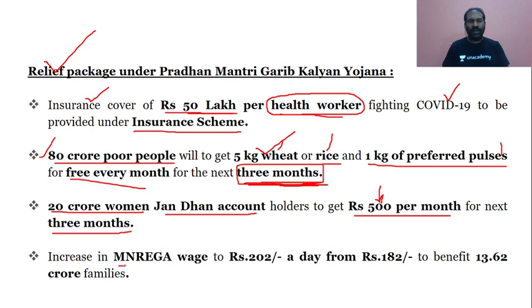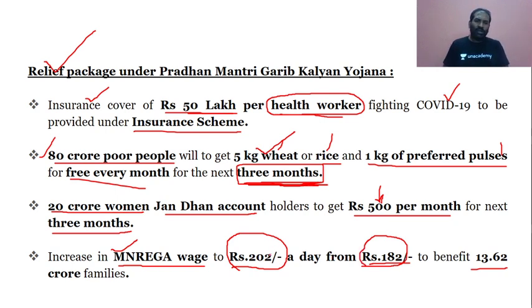And an increase in MGNREGA wage, that is Mahatma Gandhi National Rural Employment Guarantee Act. They have increased the wage per day, which was earlier rupees 182. Now they have increased it to 202 rupees. So this would benefit almost 13.62 crore families, who are dependent on MGNREGA in the entire nation. This is one of the biggest employment guarantee acts, and they have increased the wage from 182 to 202. Again, this is important in regards to prelims factual data.